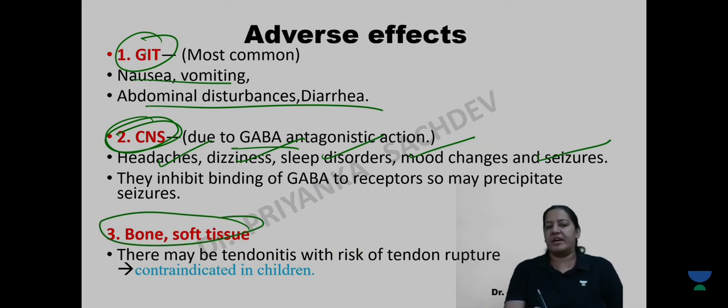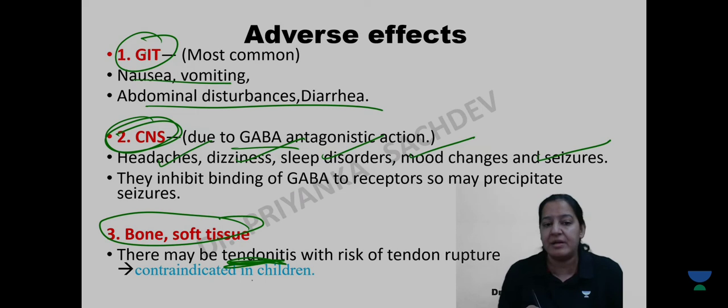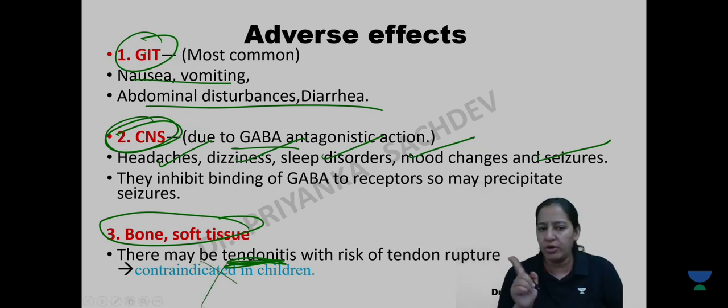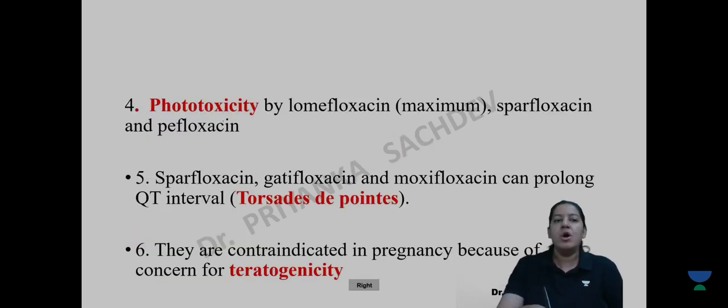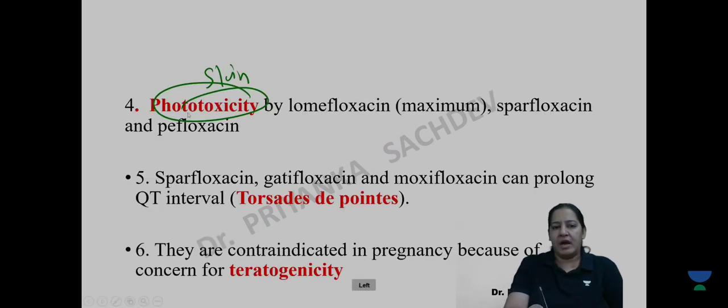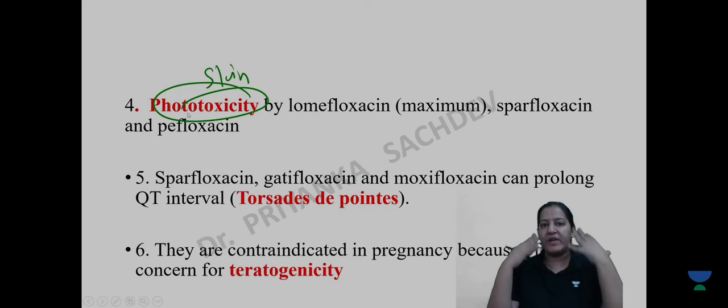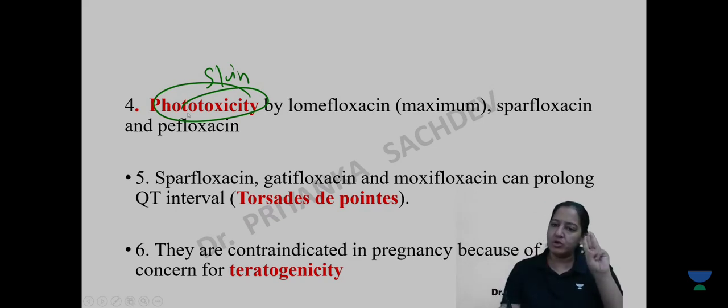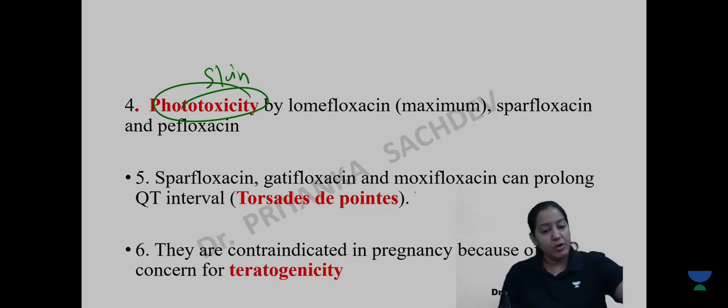Bone and soft tissue is also affected. In bone and soft tissue, the patient has tendonitis, inflammation of the tendon. That's why it is contraindicated in children. Don't give it in children. That is bone and soft tissue. Besides that, skin. Talk about skin. In skin phototoxicity will be there. I don't have a diagram. A complete sunburn reaction will be there. So phototoxicity is caused only by three. Only by three. You have to learn the names.